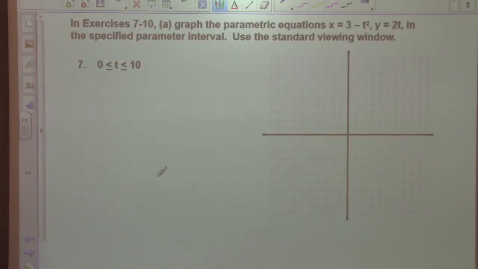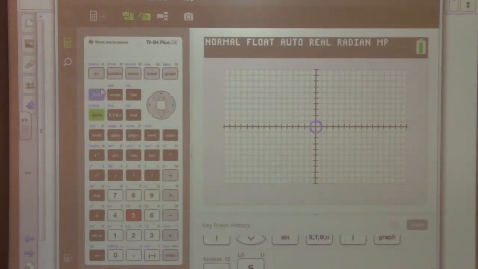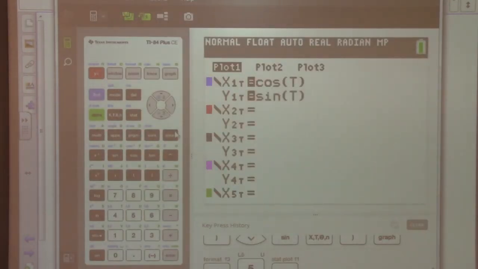Okay, the next 4 we have here, we're going to be graphing these parametric equations in our calculator, and I'm going to show you how to do that. Then you'll get the hang of it, and it'll be fine. So the first one we'll go to is right here. Go to y equals. I'm going to clear these out.